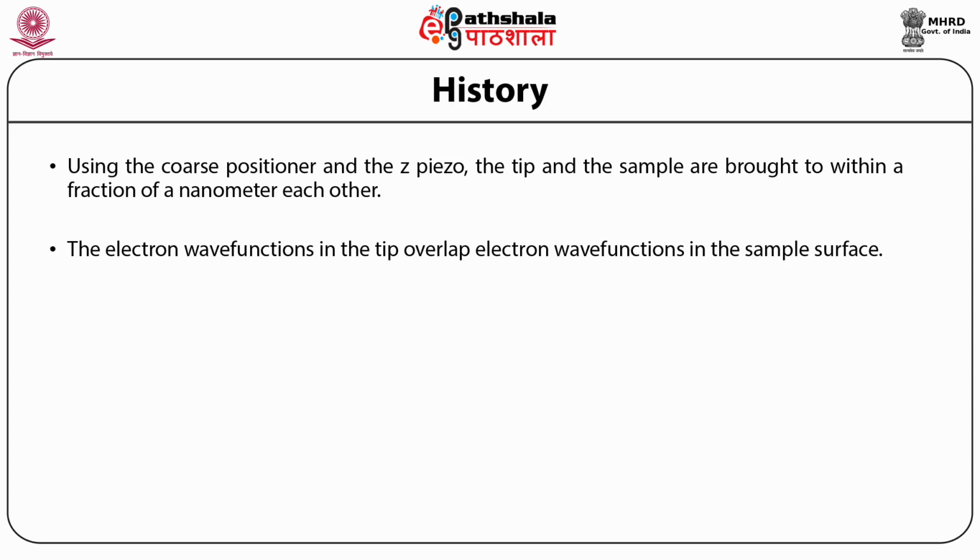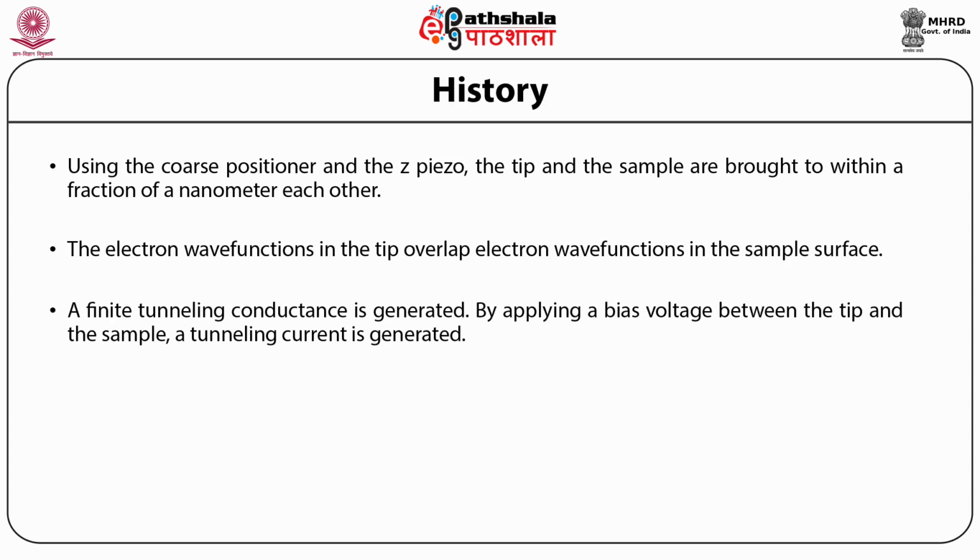So the electron wave functions in the tip overlap the electron wave functions in the sample surface. A finite tunneling conductance is generated, and by applying a bias voltage between the tip and the sample, a tunneling current is generated.